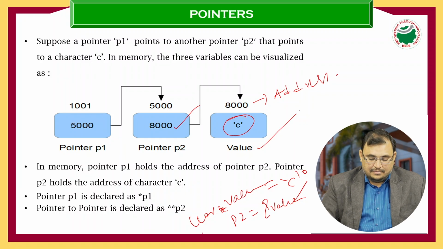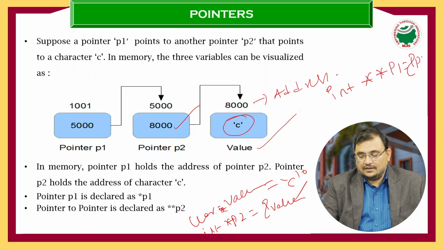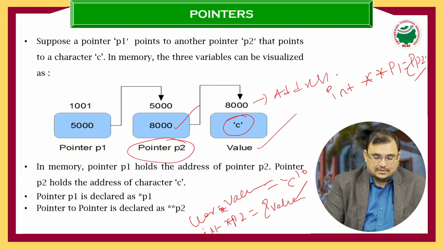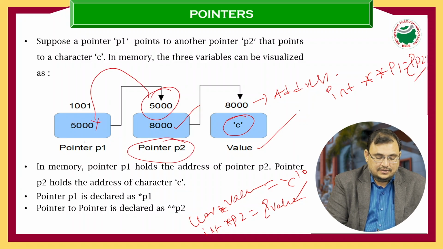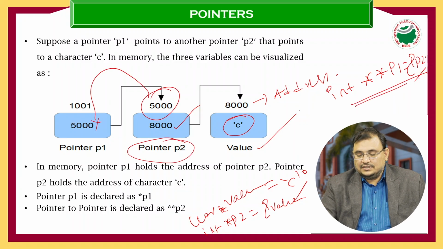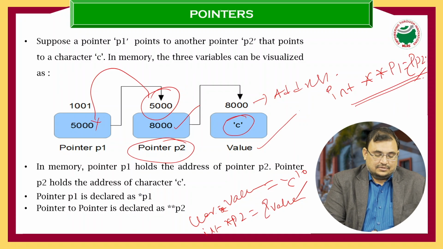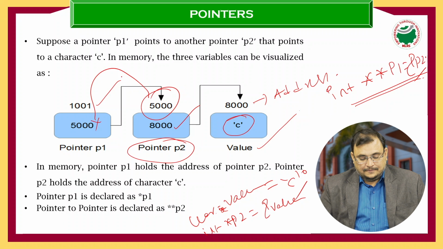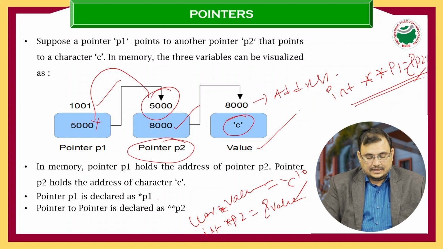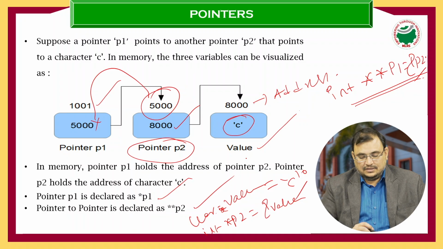Now I am declaring int star p1, where p1 is equal to ampersand of p2. What is ampersand of p2? That is 5000. 5000 is stored in p1. So you can store 5000 inside this. The 1001 is the address of the pointer to pointer. So here pointer p1 is declared as star p1, and the pointer to pointer is declared as p2. That is another example for pointer to pointer.